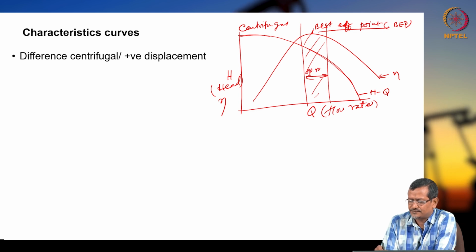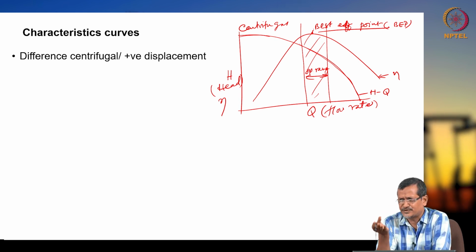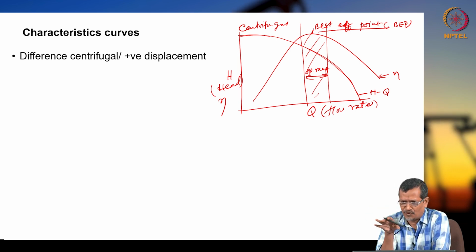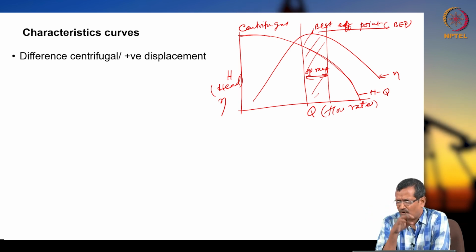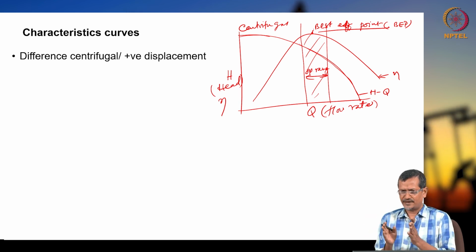operating range. If you are running within this operating range, the cavitation probability will be lower, your system efficiency will be much higher, and the system will run smoothly. But if you are violating this norm, then cavitation may come, or some other issue may come. So whenever you are running a pump, you should maintain this.